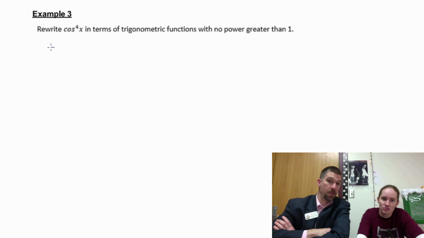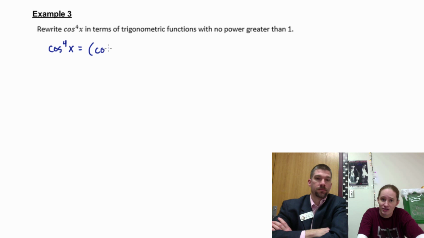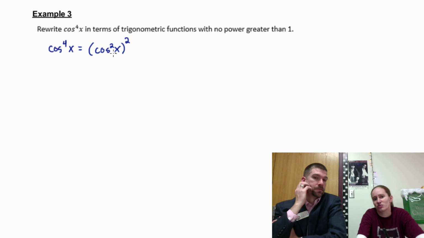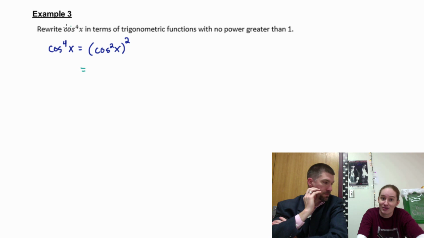I smell a power reducer coming our way. I do. Twice, potentially. Yeah, since we kind of already covered this in the last example, that cosine to the 4th power we could say is cosine squared x squared, or you could just write cosine squared twice. You could. Whatever way you want to do that. I've done it both ways. I have too.